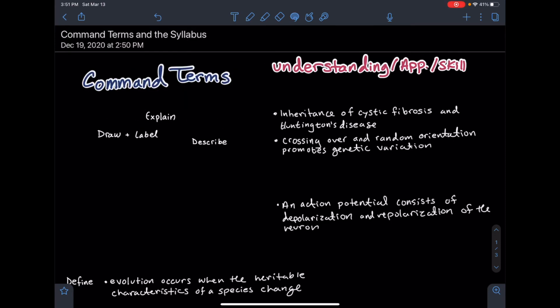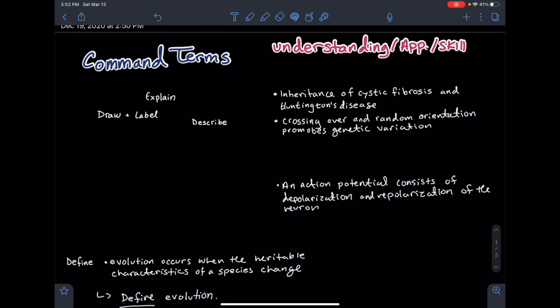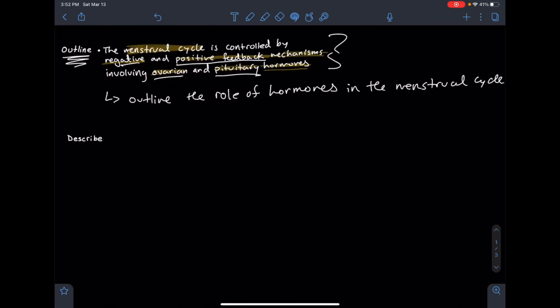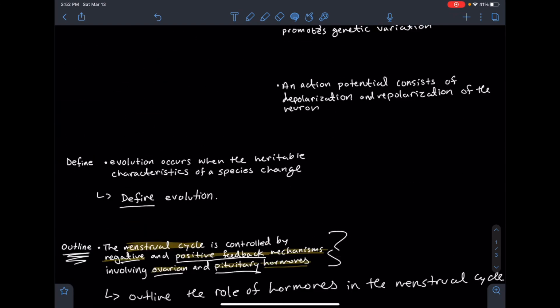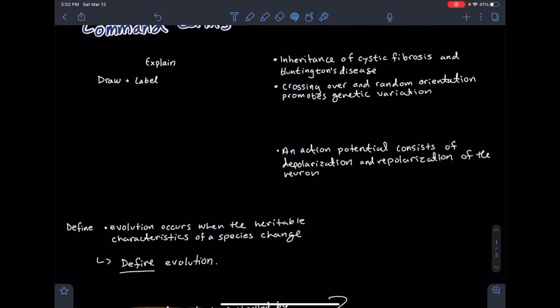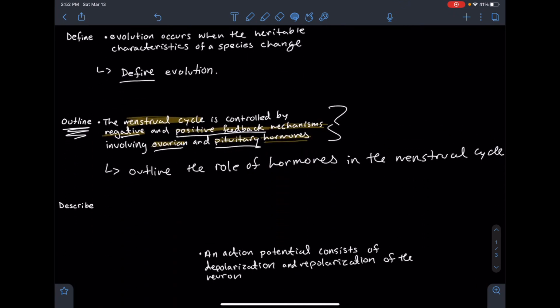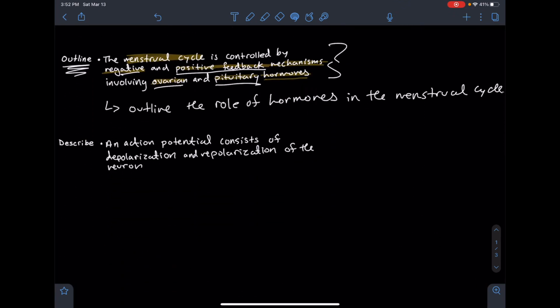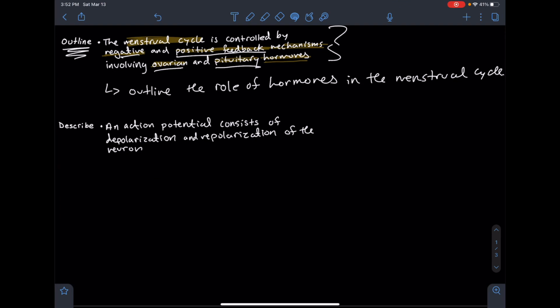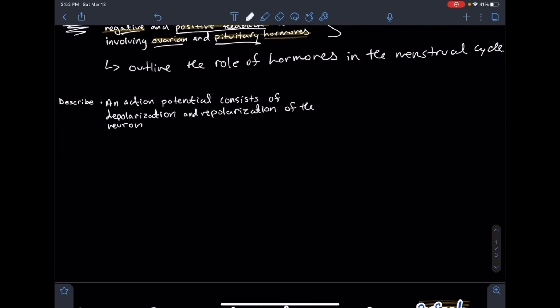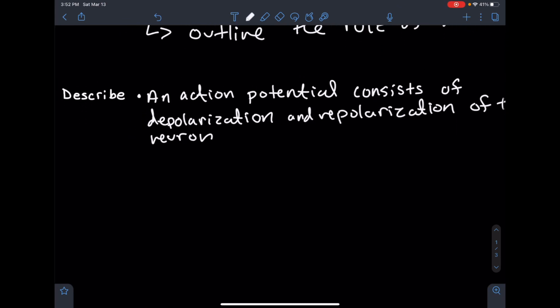All right, so I think we'll do one more. We're going to go with describe. Describe is, again, another general command term that's really great for practicing with. I'm also going to go with the action potential, because I find a lot of people are confused about the action potential and all the underlying movements of ions. So I think talking about the action potential is a very good thing to do.